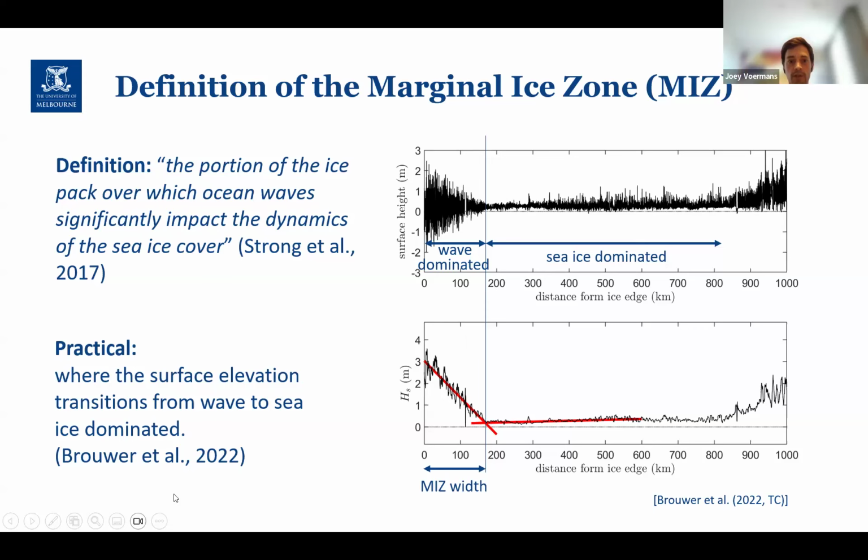And the practical definition that's being used then is the marginal ice zone is defined as the transition from a wave-dominated to a sea ice-dominated regime. So what we can do is take a moving window over this transect and calculate the significant wave height or the variance or the standard deviation or something equivalent. And what we see here are two very clear trends and a clear transition as well. So again, that's the wave-dominated towards the sea ice-dominated regime. And that transition, that's what we define as the marginal ice zone width.